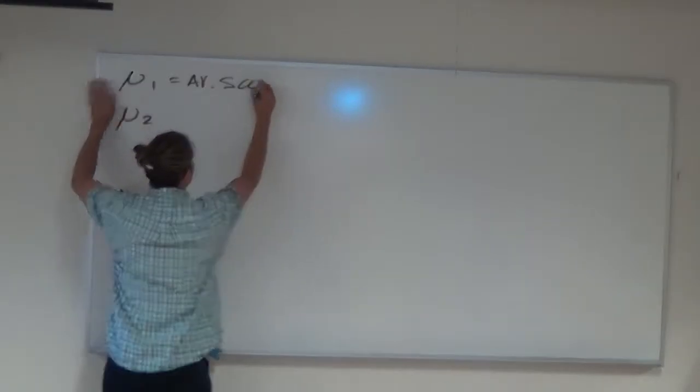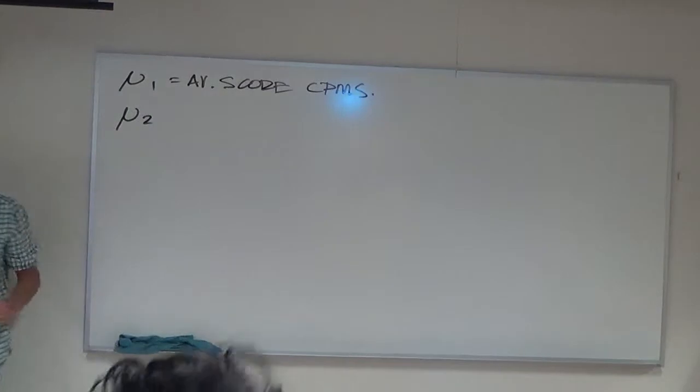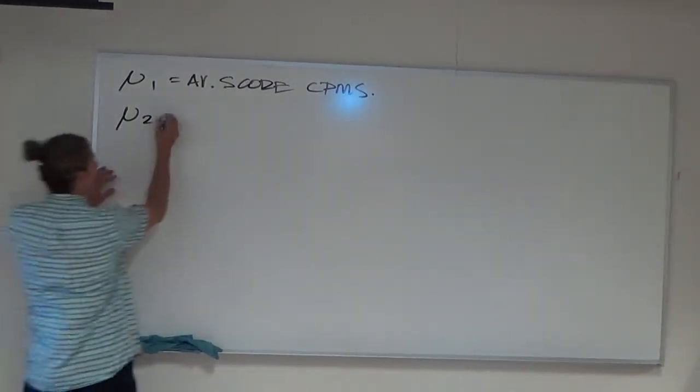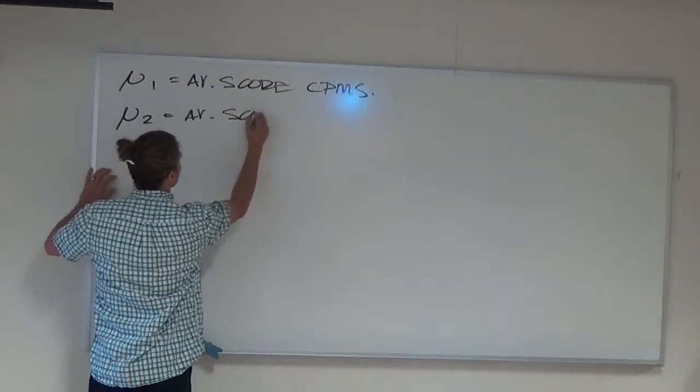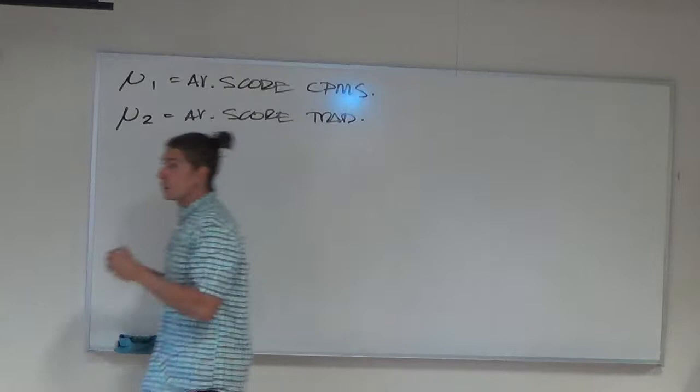So mu1 is going to be the average score of a Core Plus mathematics student. Good. Which means by definition mu2 is going to be the average score of a traditional student. Say that again, Frankie. Nothing, I was putting it down wrong, I was putting it down here.